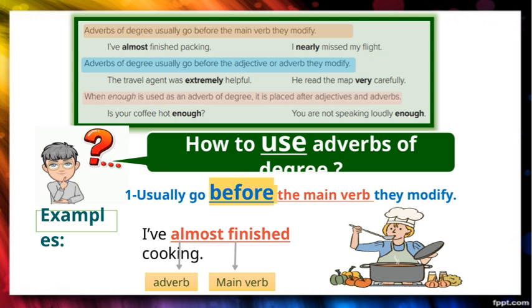It's important to remember that adverbs of degree help us add nuance and clarity to our sentences. So, when you're constructing sentences, think about placing these adverbs just before the main verb to accurately convey the degree of the action. This is a simple yet powerful way to make your language more precise and expressive.